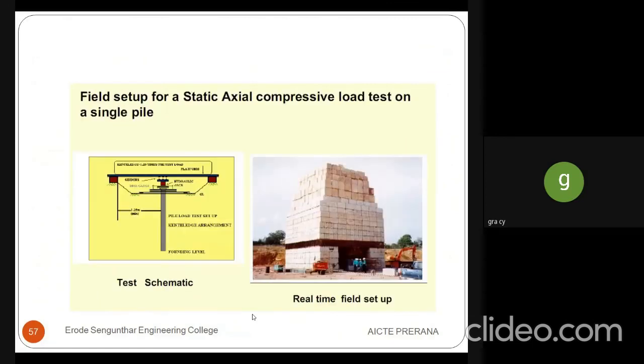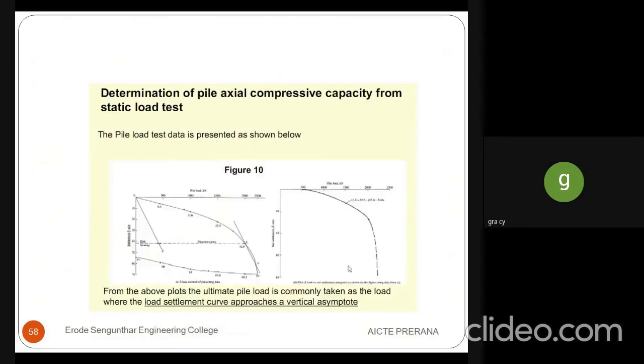So we can see the field setup of the static axial compressive load test on a single pile. Here it is a test schematic. In real time, they provide concrete blocks over it. Below the ground level, they place the hydraulic jack. The dial gauge will be fixed and the deflection will be measured, and then the load settlement diagram will be drawn using these experiments. So here we can see the load settlement curve. From the above plot, the load settlement curve approaches a vertical asymptote.